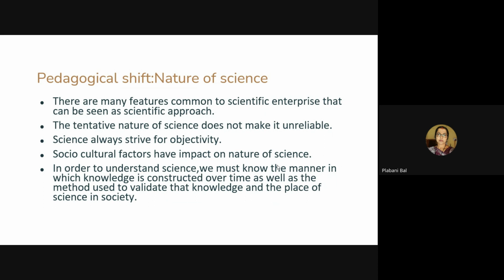Science always strives for objectivity, so socio-cultural factors have impact on the nature of science. In order to understand science, we must know the manner in which knowledge is constructed over time, as well as the method used to validate the knowledge and the place of science in society.